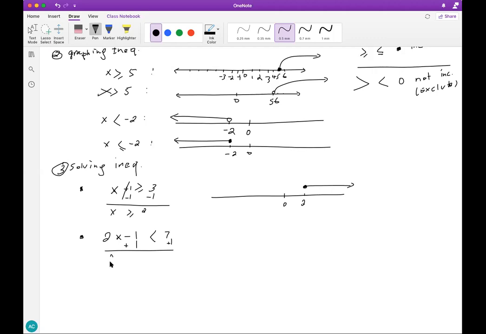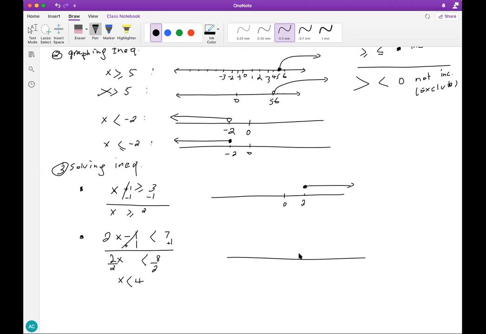We end up with 2x. These cancel out, less than 8. What do you do next to get the x by itself? Cancel the 2. How do you cancel the 2? We divide by 2. That's right, we're going to divide both sides by 2. Isolate the x, and we end up with x less than 4.